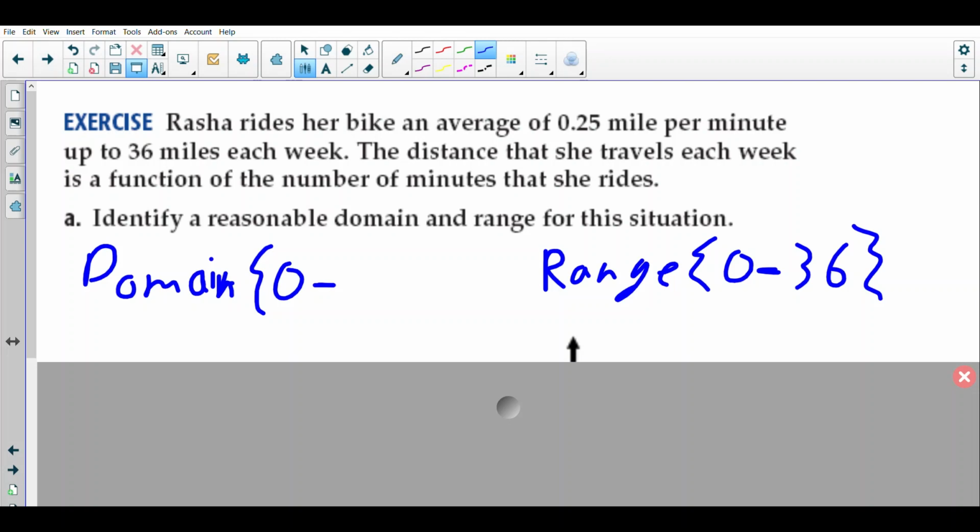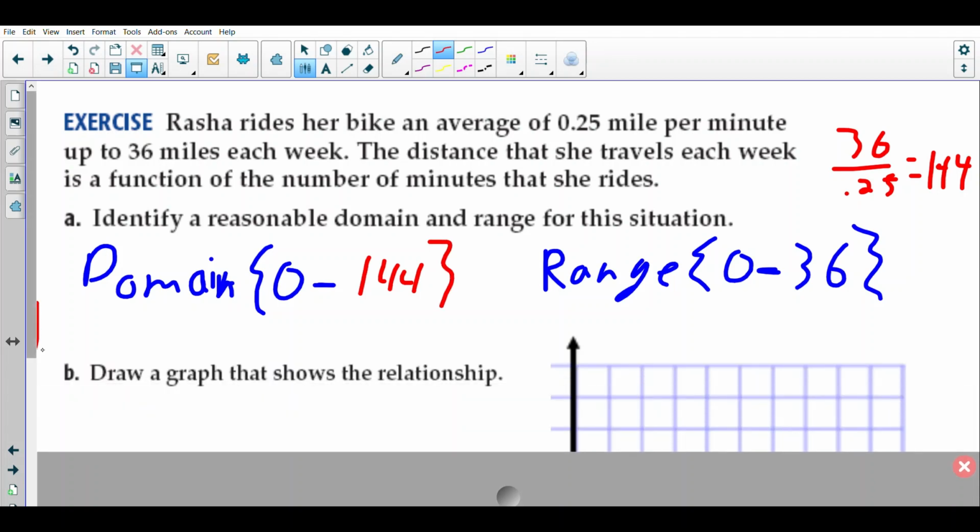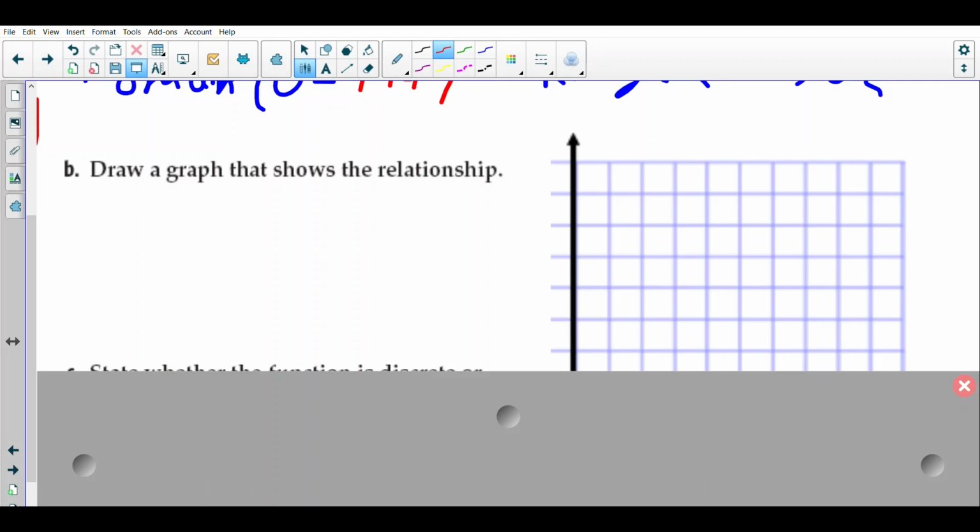and it takes her 0.25 miles per minute, we just have to do some simple division. So we'll do a little side scratch work here. We get 36 divided by 0.25, and that would give us 144 minutes. So she could ride 144 total minutes. Okay, so that's a reasonable domain. So next, draw a graph that shows the relationship.